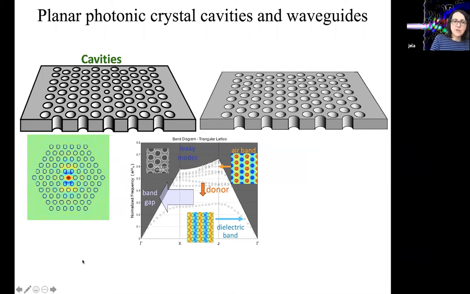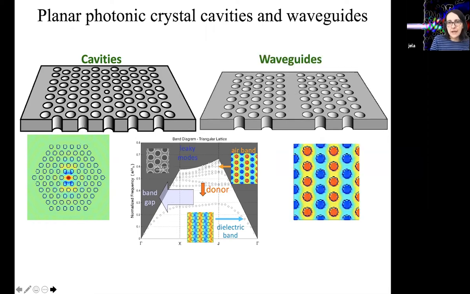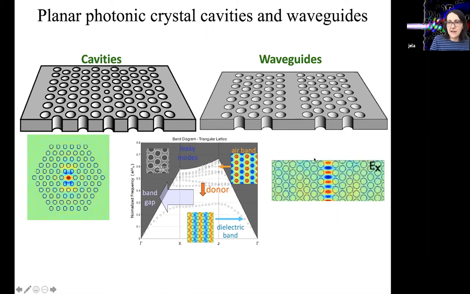Of course, this same discussion applies to waveguides. You can erase a line of holes and that would localize field, in this case from the air band around that line defect, and form a waveguide mode. In this class, we're not talking about waveguide modes. In the nanophotonics class, Shanhui Fan is talking about waveguide modes, so we'll leave that discussion for there, but I just want to mention that that's exactly the same idea.